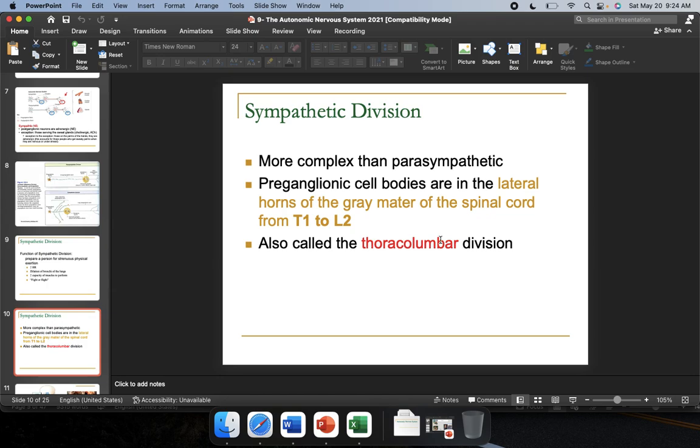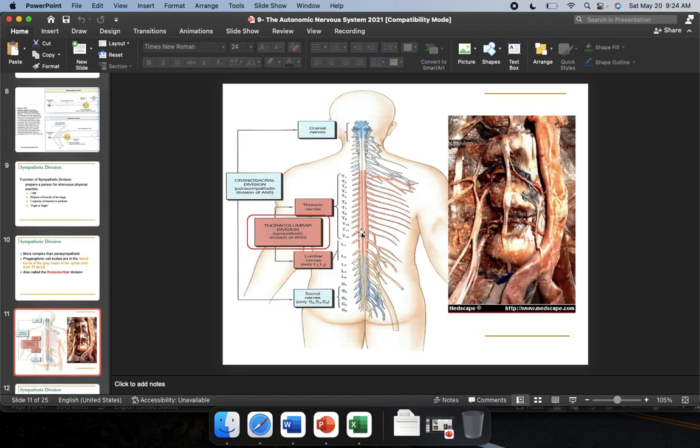As I mentioned, thoracolumbar division. It's going to be right through here, thoracolumbar division with its chain ganglion. That chain ganglion is going to actually extend up and down the entire spinal column. It's just we're only going to receive input on that chain ganglion at this region, the thoracolumbar division of the spinal cord.